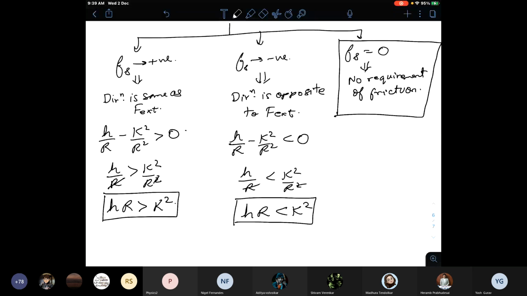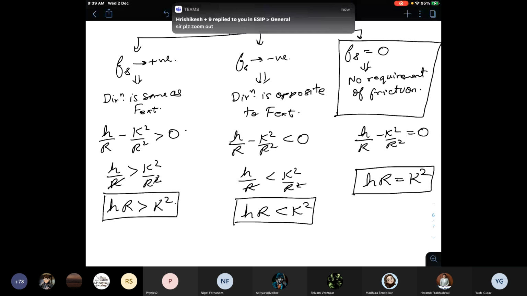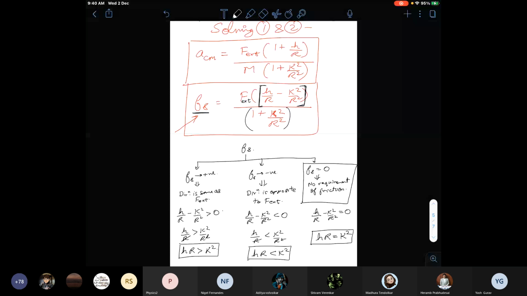And third, the last, is the zero friction case. So in that case, h by r minus k square by r square should be equal to 0. If you solve this, you get that h into r should be equal to k square. Okay, so these are the three criteria which determine the direction of friction in pure rolling motion.